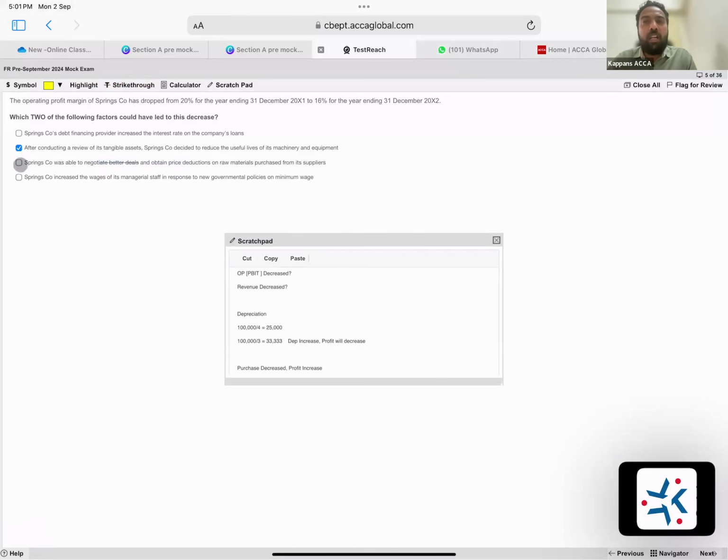Now, the last one will be the answer, but let's read it. Springs company increased wages of its managerial staff in response to new government policies. Wage increase. If wage increases, profit will decrease. If profit decreases, operating profit margin will also decrease. So option B and D is the answer for operating profit margin to decrease.